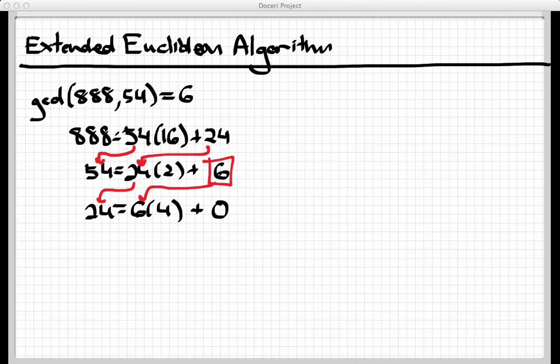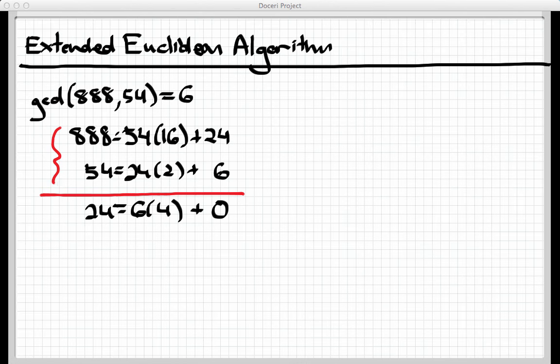So we're going to use this fact that 6 is the GCD of 888 and 54, as well as the results of the process, to do something interesting with this GCD. I'm going to draw a little line right here and work with the two equations you see above that line. Starting with the number 6 here, I claim that I can write 6 as a sort of combination of 888 and 54. Let me show you what I mean by that.